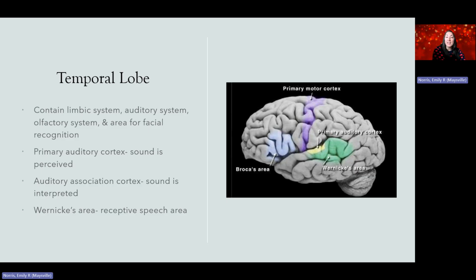And that area has a lot of connections to our emotional centers in the brain. The limbic system is also very tied into your emotions. So that's one reason why we can hear a sad song and immediately get sad, or we can hear a good song and get hyped up. Music is directly tied into our emotions.